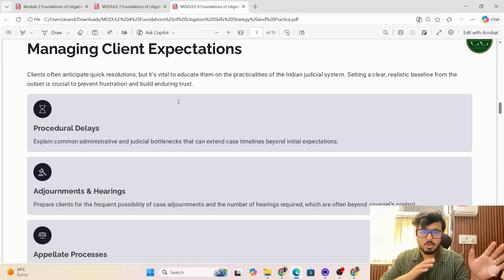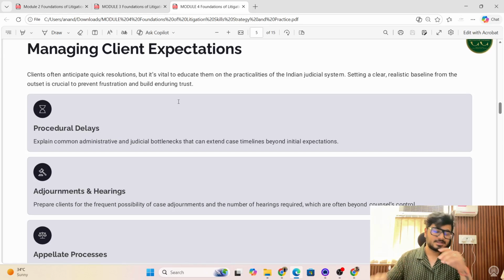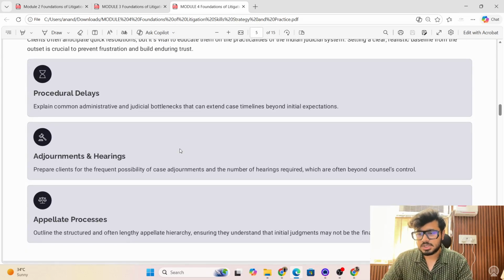Only the Supreme Court has the power to go beyond the law books, but the subordinate courts do not have it. So it is very important that you speak very clearly and tell your clients the timeline which is going to be followed in court. No expectation should be there. It will be a little delayed. There will be procedural delays. Explain every common administrative and judicial bottleneck that can extend case timelines beyond initial expectations.